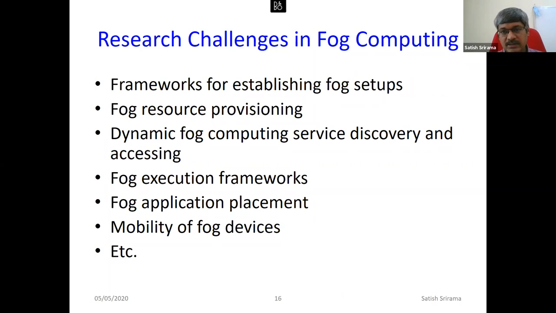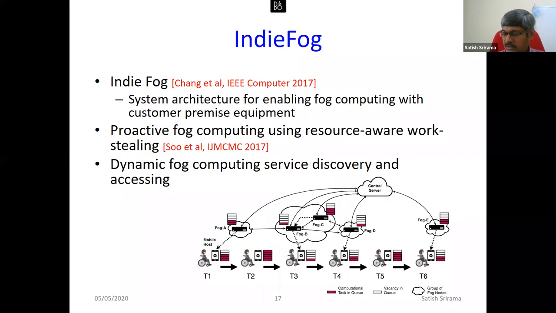Several of you are asking about where future research should be going. So this is where I will try to address all those things. And mobility of the fog devices is also critical. I will talk about that. So let's try to address all these challenges one after the other. The first challenge we will be looking at is how to establish such a fog network.